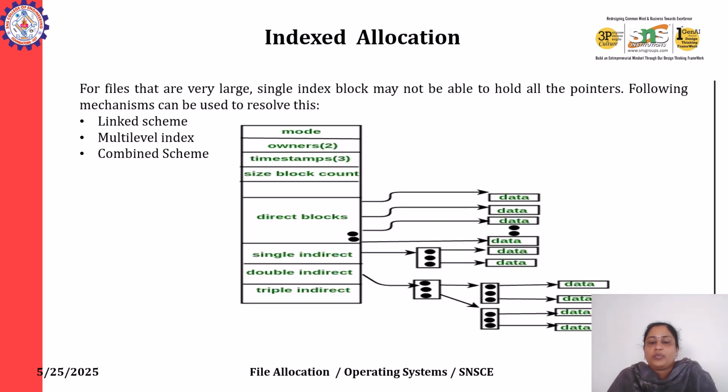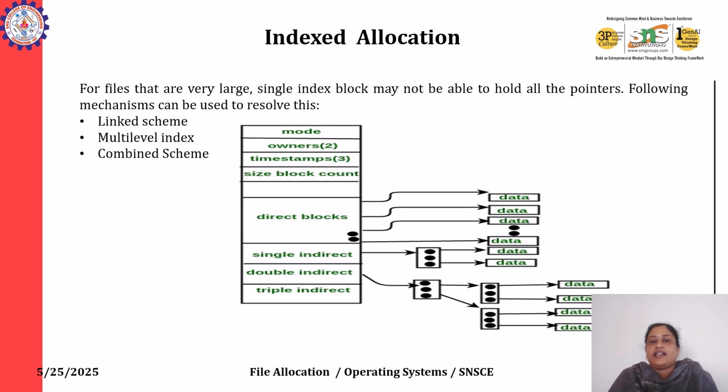If the files are very large, one single index block may not be able to hold all the pointers. For this, we have several mechanisms to resolve it. The first one is called the linked scheme. In this linked scheme, two or more index blocks are connected through pointers. The next one is multi-level index. In this, a first level index points to a second level index block, which in turn points to the disk blocks occupied by the file. This can be extended up to 3 to 4 levels depending on the file size.